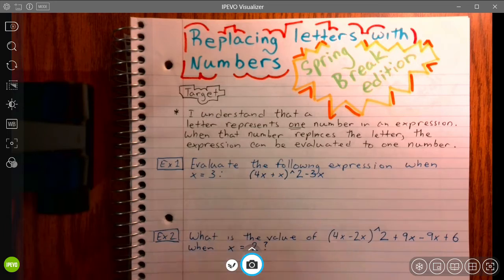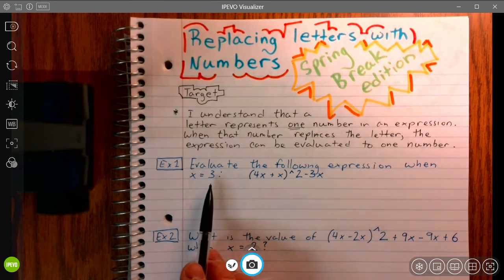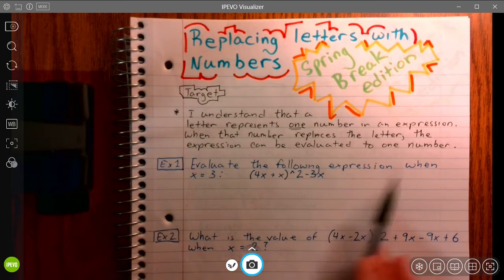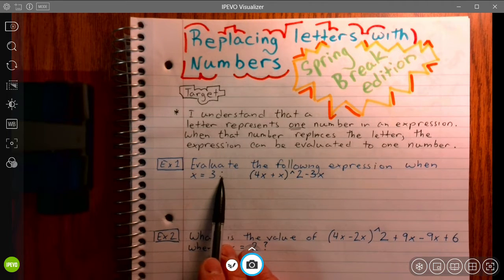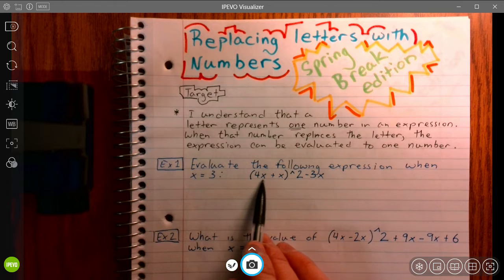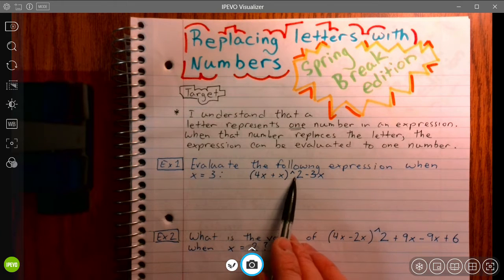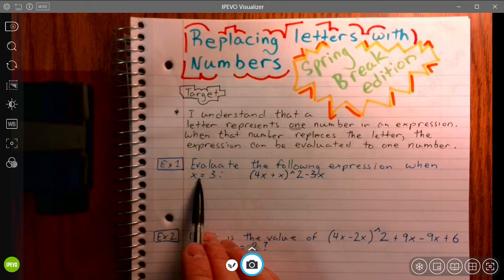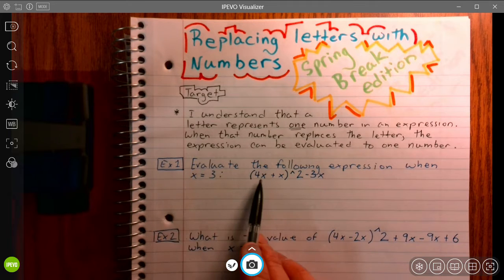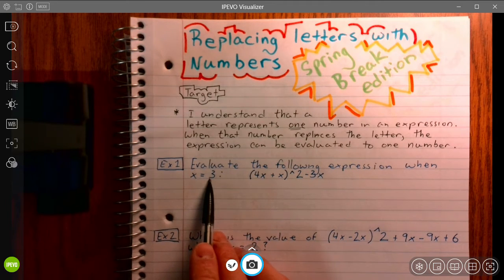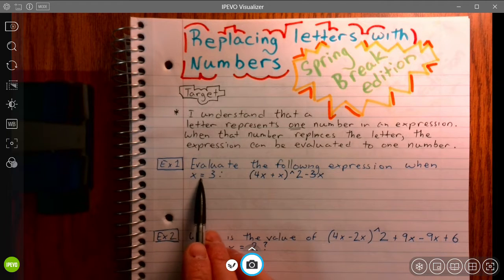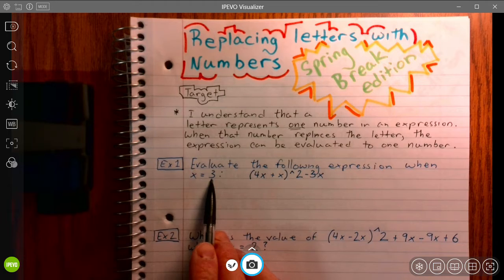Okay, so let's take a look at the first example here. Example number 1 says evaluate the following expression when x is equal to 3. And we have 4x plus x squared minus 3x. Okay, so now remember, anywhere I see an x, I'm going to replace it with a 3 because x in this case is equal to 3.